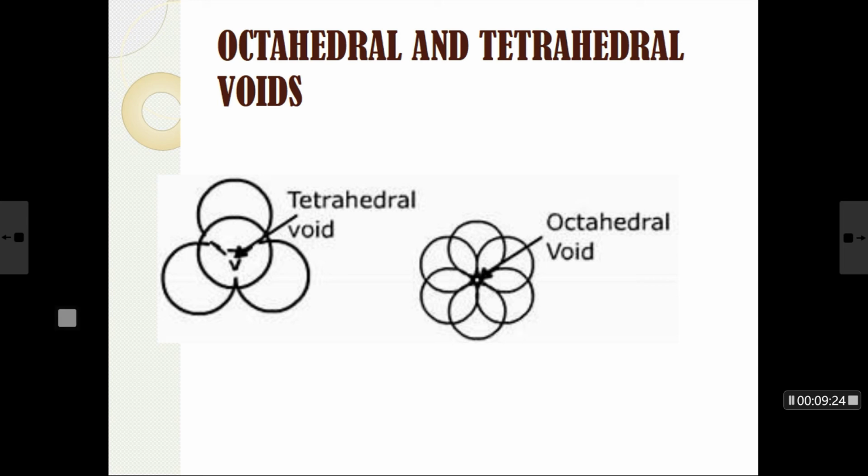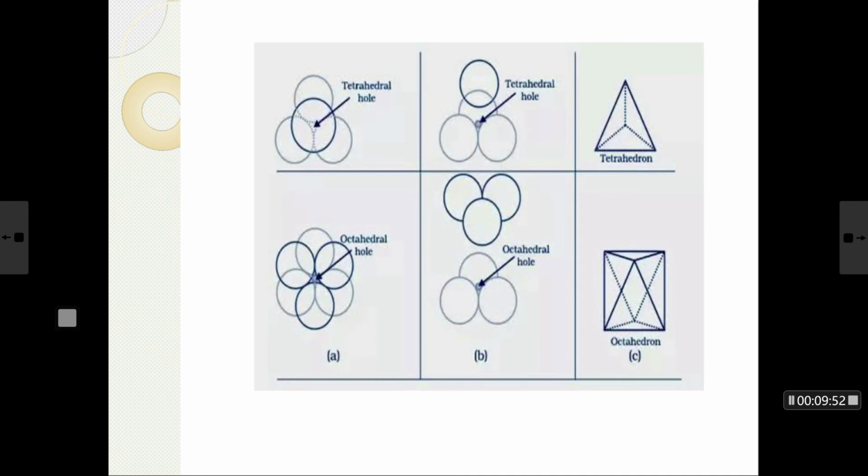So what is a tetrahedral void? A void surrounded by 4 spheres in tetrahedral position is called a tetrahedral void. In a close packed arrangement, the number of tetrahedral voids is double the number of spheres. Then what is an octahedral void? A void surrounded by 6 spheres in octahedral position is called an octahedral void. In a close packed arrangement, the number of octahedral voids is equal to the number of spheres. This image shows the tetrahedral void formation, and a tetrahedron is there, and this image shows the octahedral void and octahedron.